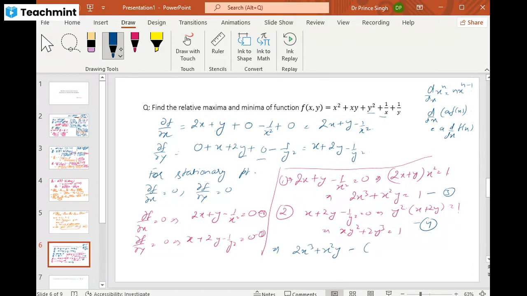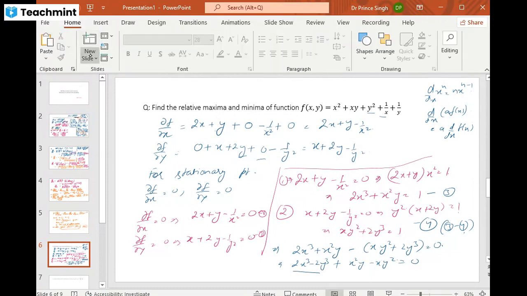So minus xy² plus 2y³ equal to 0. I have simply done 3 minus 4. So combining 2x³ minus 2y³, and here x²y minus xy² equal to 0. So here 2 is common, and this is a³ minus b³.